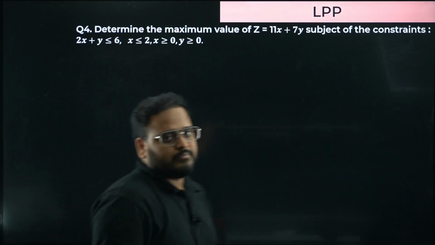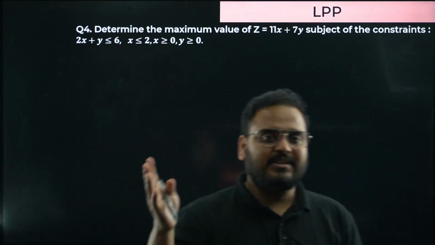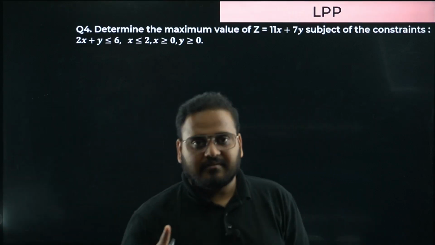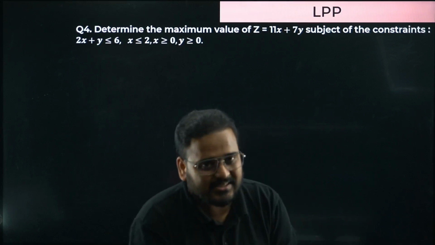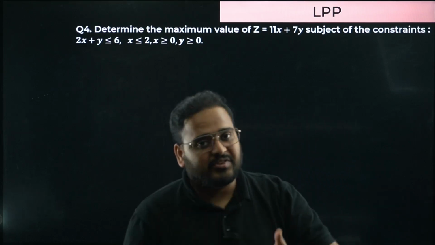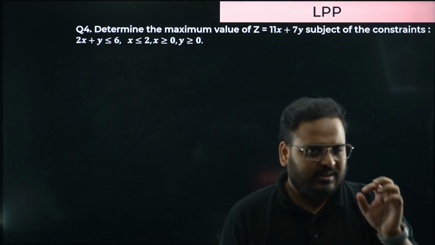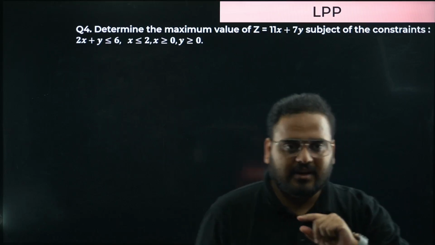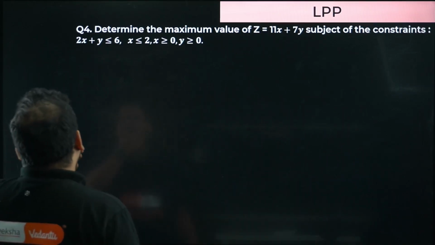We have LPP now. I've taken a graph question. I explained this entire process of LPP with the graph. Basically, what is the feasible region, what are the coordinate points, what is the constraint, what are the non-negative constraints, everything I'll explain with the help of one question. Then we'll solve some questions in the objective category also. Determine the maximum value.